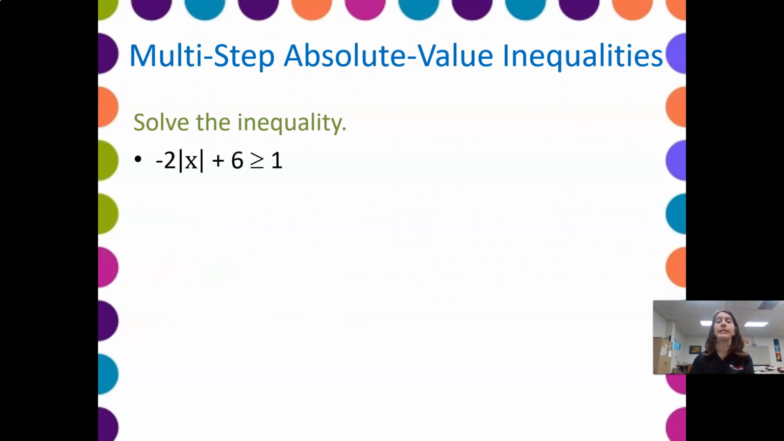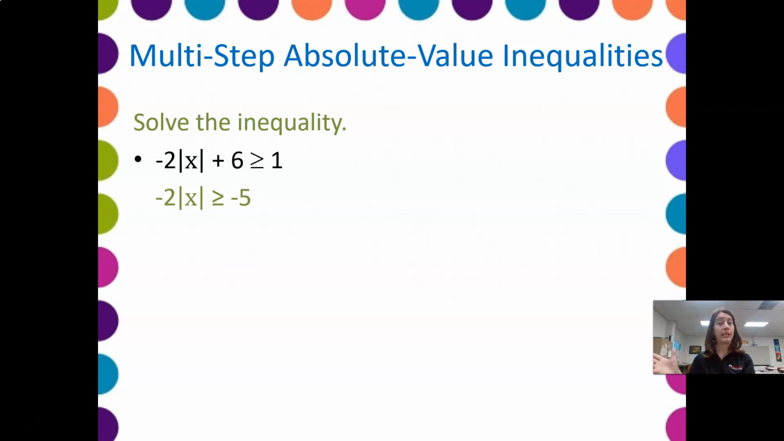All right, continuing on our examples. -2 times the absolute value of x plus 6 is greater than or equal to 1. Like we've seen on the other examples so far today, the first thing we're going to get rid of is that +6. Well, to get rid of +6, we're going to subtract 6. 1 minus 6 is -5. So I have -2 times the absolute value of x is greater than or equal to -5.